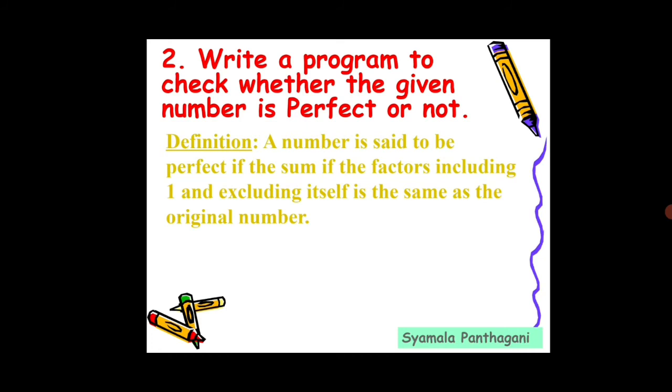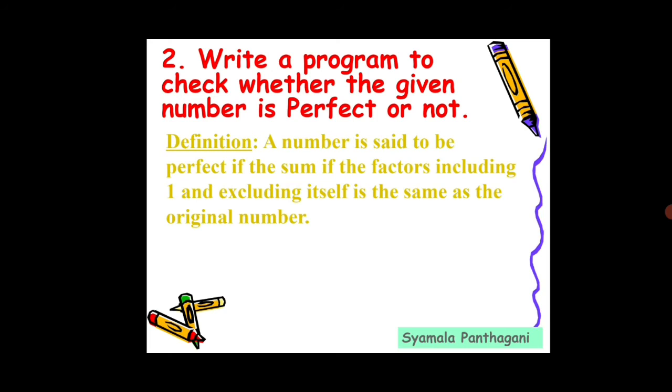A number is said to be perfect if the sum of its factors. Here also we have to find out the factors of the given number, but including 1, excluding itself. We have to add the factors of a given number including 1 and excluding itself. If we add these factors, then it comes as the same as the original number. That number is called a perfect number.